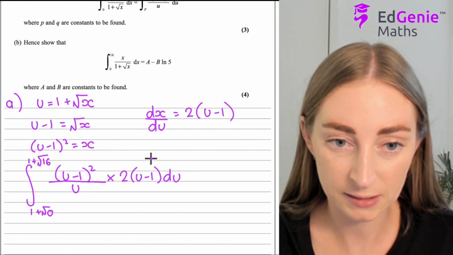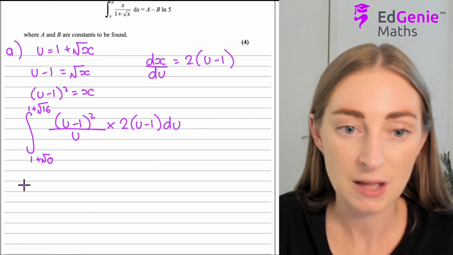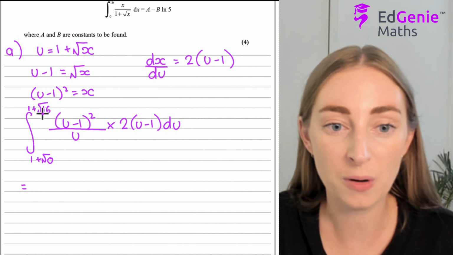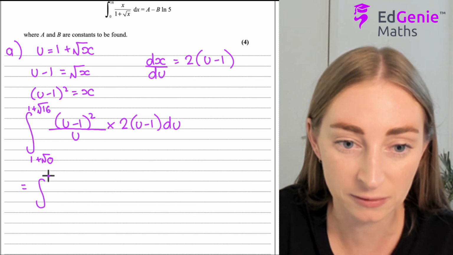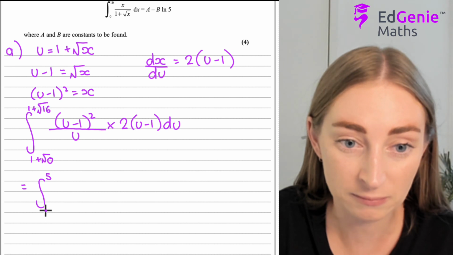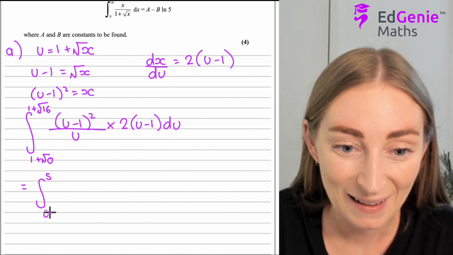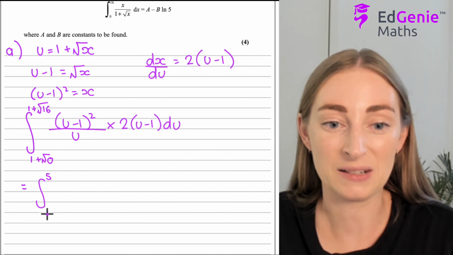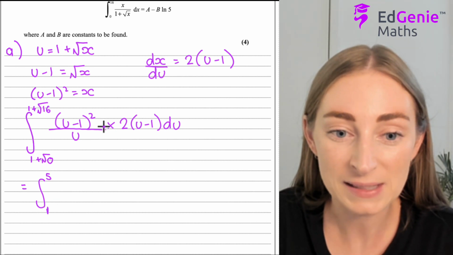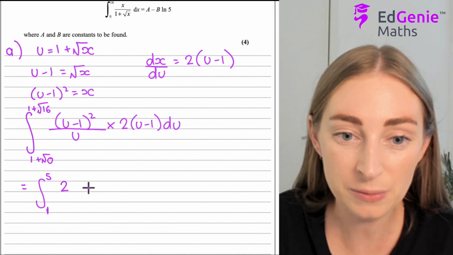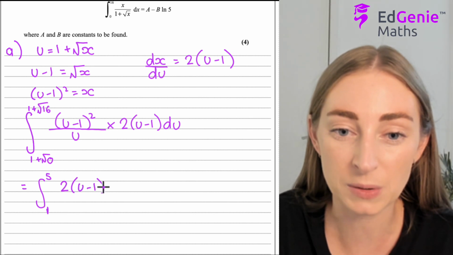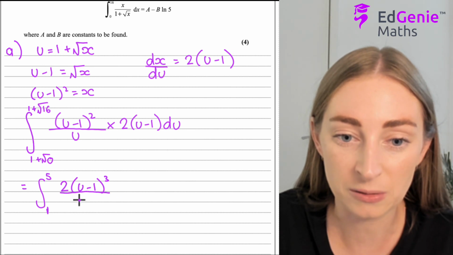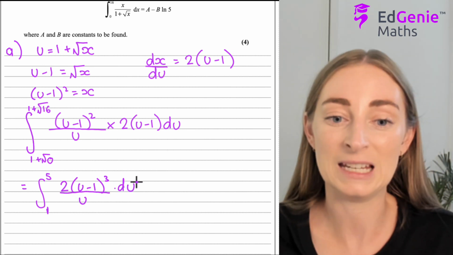Then let's just rearrange this. 1 plus the square root of 16. So the square root of 16 is 4, plus 1 is going to be 5. This is going to be 0. No, it's not. It's going to be 1. Then multiply this out. We are going to have 2 times u minus 1 cubed. And when I say multiply it out, I mean this with this. All divided by u with respect to du.